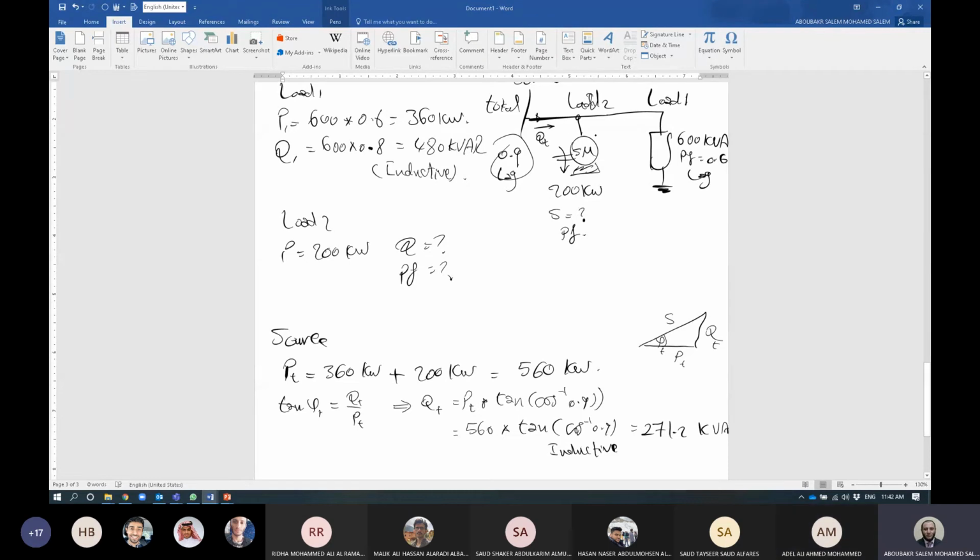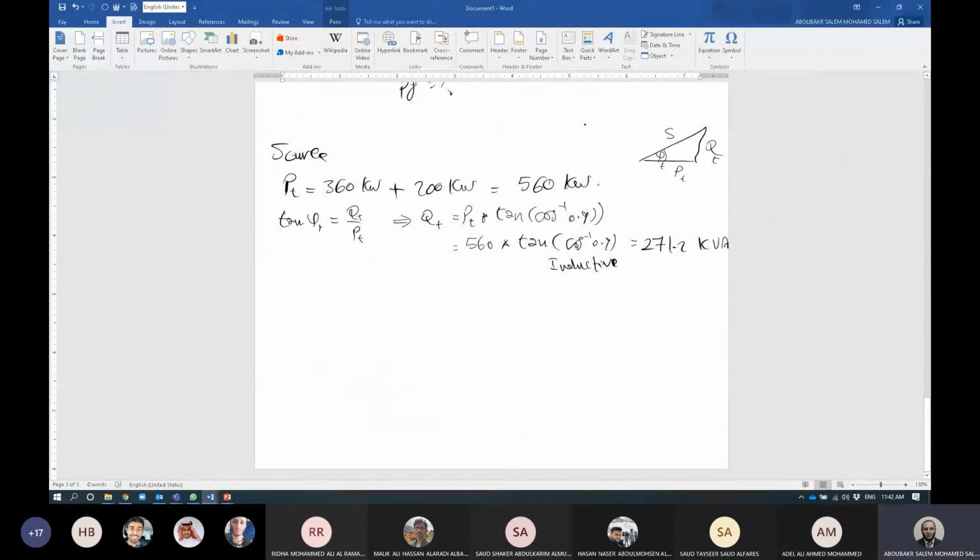And for sure, a synchronous motor is used to supply reactive power in order to improve the power factor. So now we can say Q2 equals the overall Q1 minus Q total, right? Yes. So we can say now Q of the synchronous motor, Q2, equals 480 minus 271.2.